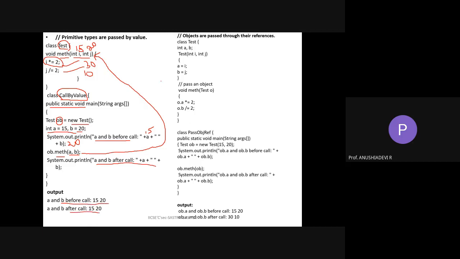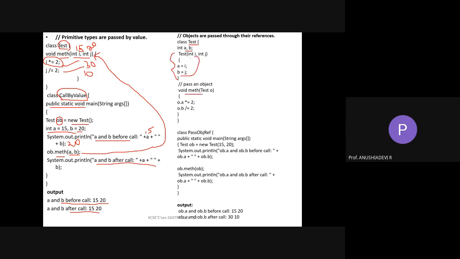And then next, we will see the pass object reference part. Now, this is the Test class. Within that I have two member data, a and b, and then next this is a constructor. The member data are initialized by using this constructor.